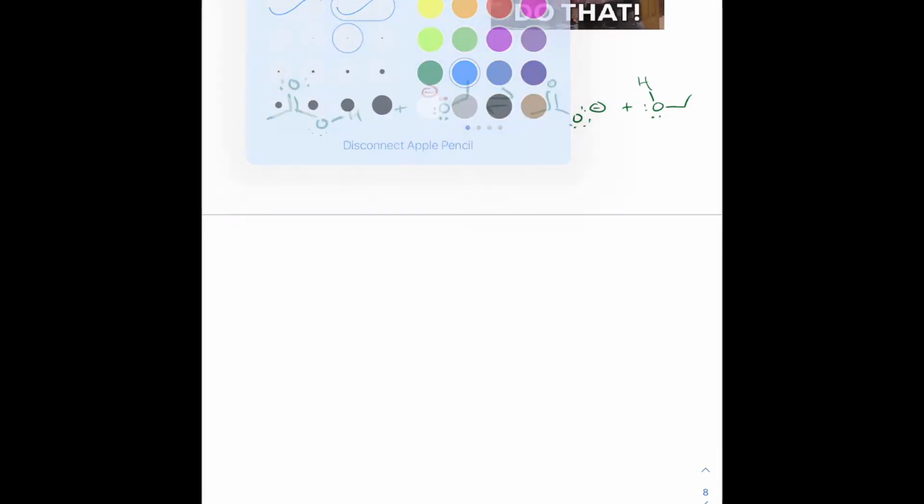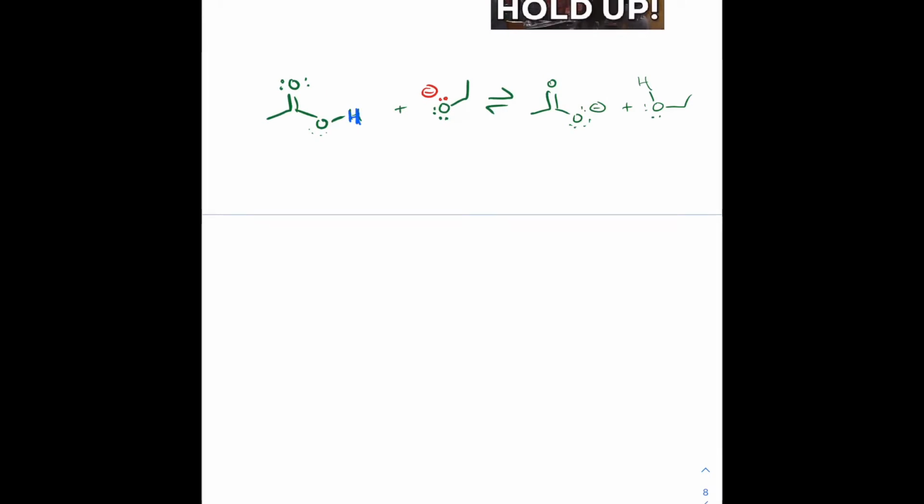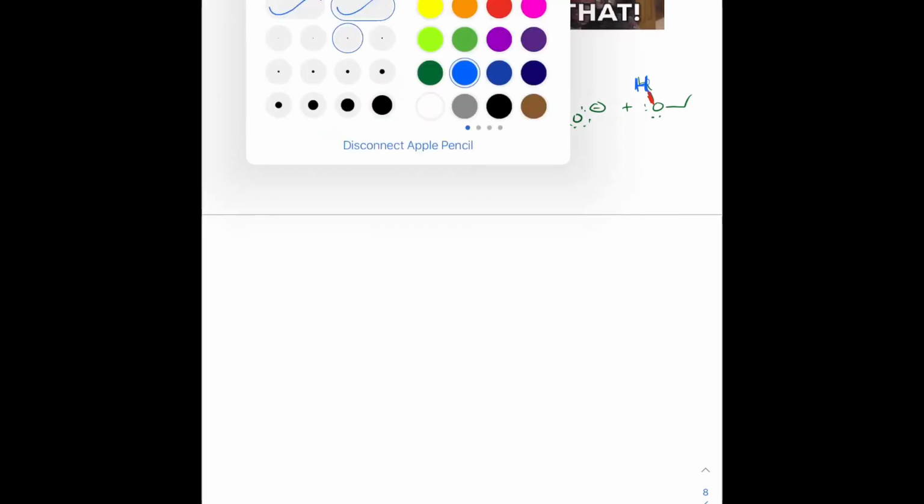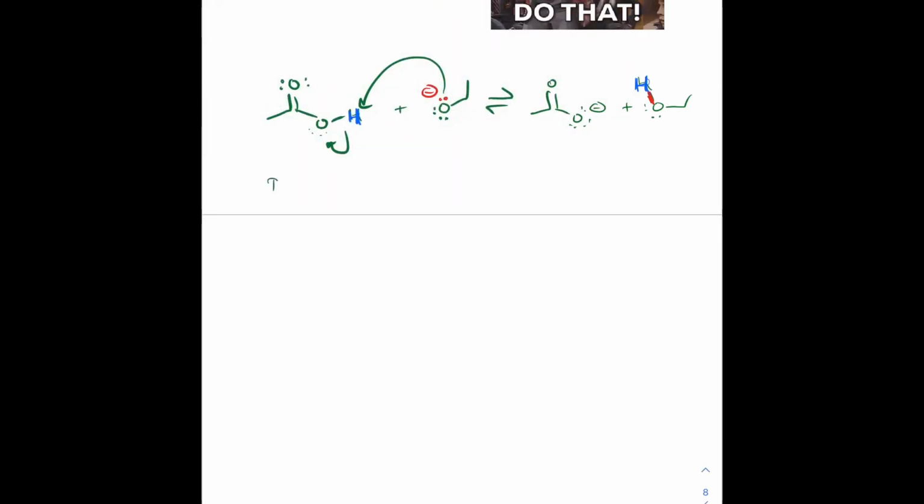Okay, so we've got this one drawn out for you. We've got the acid, we've got the base, and now we're attacking the proton, and the two electrons go to the oxygen to give us that carboxylate product on the right side, and ethanol as well. Now let's write the pKa's. The pKa of acetic acid is about 4.8, while the pKa of ethanol is 16.